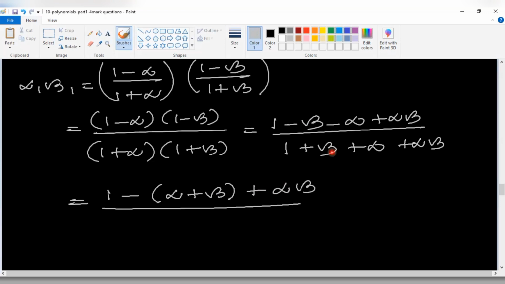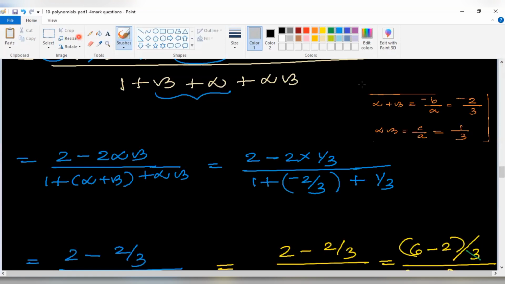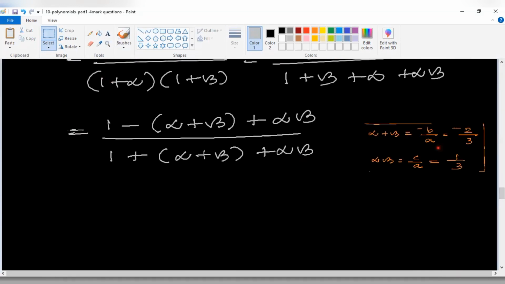And here beta plus alpha is also present, no? So we can write it as 1 plus alpha plus beta plus alpha beta. Now let us take the values of alpha, beta, and alpha plus beta. It is all here, so let us take it there. Now let us substitute these values in place.